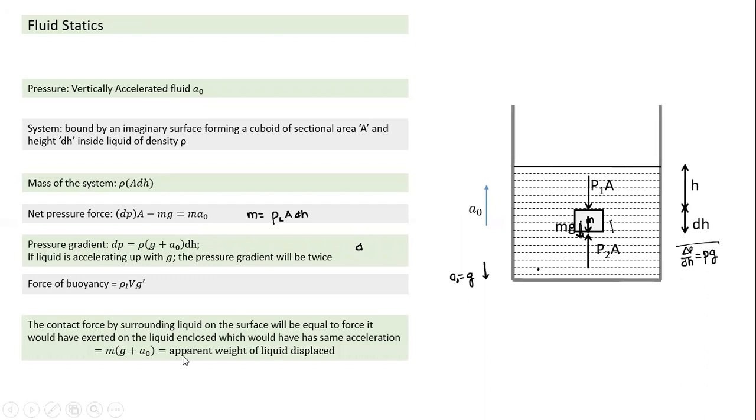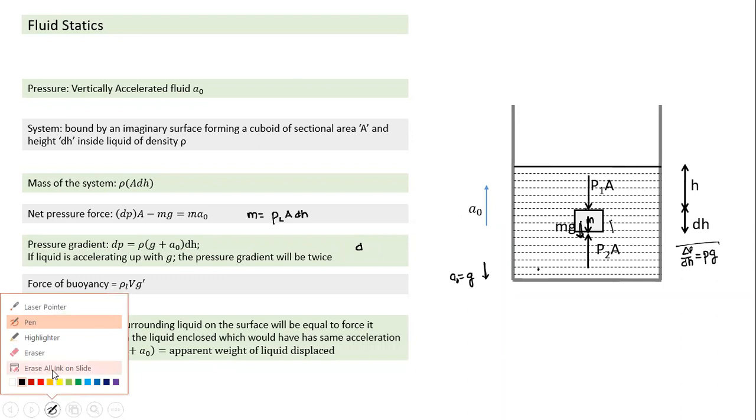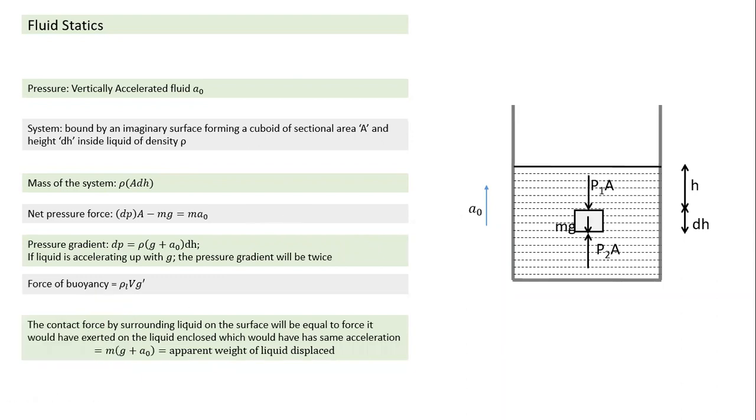Now there is one more way to understand this, perhaps more conceptual. Try and understand that the contact force exerted by the surrounding liquid on the surface will be equal to the force it would have exerted on the liquid enclosed, which would have the same acceleration. So if this surface encloses the same liquid, what force will it exert on this liquid block here? It will exert a force such that it gives an acceleration a naught in the upward direction. That's the force it must exert.